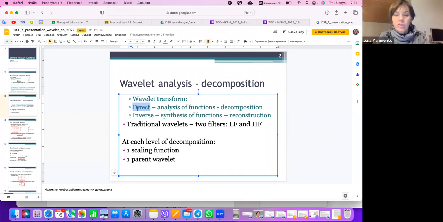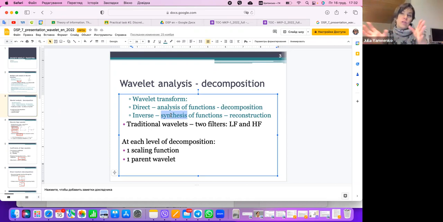So here in the wavelet transform we have a direct transform. We could say that it is also an analysis of the function. So direct transform is the same as analysis. It's another word for the direct transform. And the third word that reflects the same process is decomposition. So the direct transform is analysis and decomposition. The inverse operation is synthesis. The opposite of analysis is synthesis.